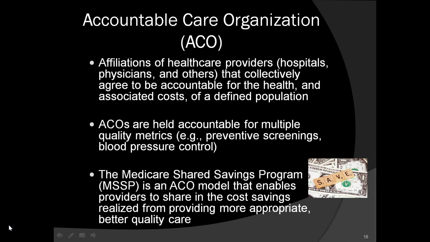So Accountable Care Organizations, or ACOs. It's an affiliation of healthcare providers like hospitals, physicians, and others that collectively agree to be accountable for the health and associated costs of a defined population. ACOs are held accountable for multiple quality metrics, such as preventative screenings, blood pressure control, and things of that nature. The Medicare Shared Savings Program is an ACO model that enables providers to share in the cost savings realized from providing more appropriate, better quality of care.